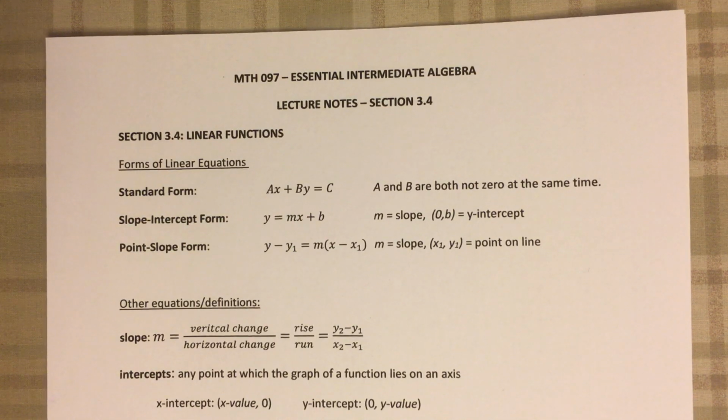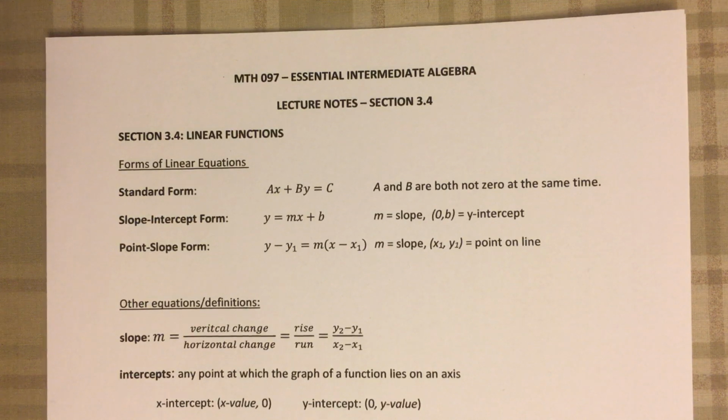Our standard form of our equation, ax plus by equals c. A and b are both not zero at the same time, so that way we have two variables. And the thing to think about when we're looking at our standard form is that our equation looks nice. X and y are on the same side, they're in order. Generally speaking, if we have fractions, we get rid of fractions. So standard form is just kind of a nice way to present our equation.